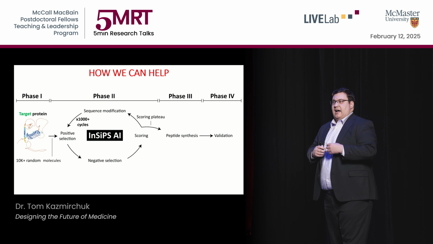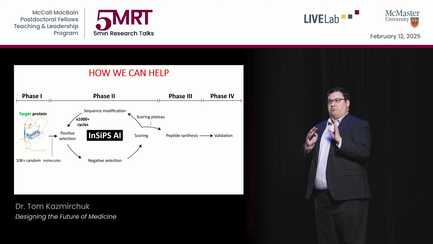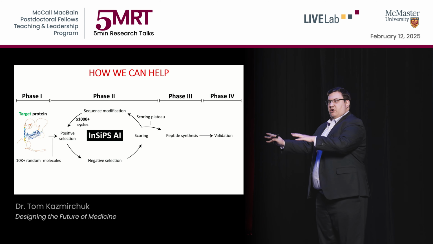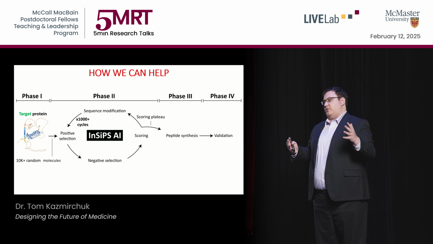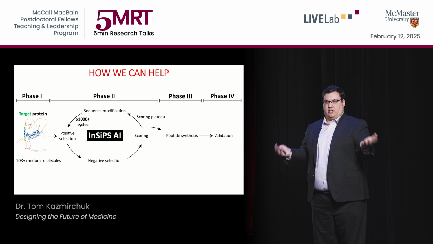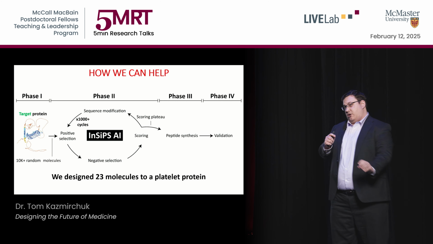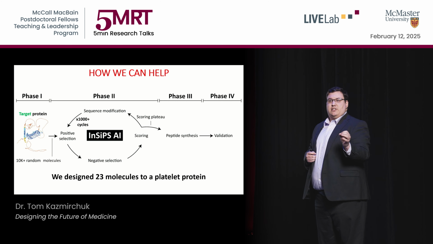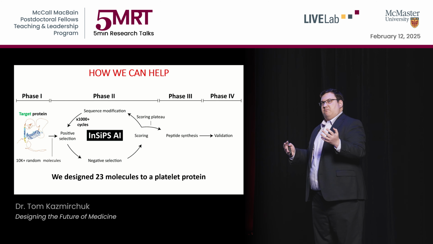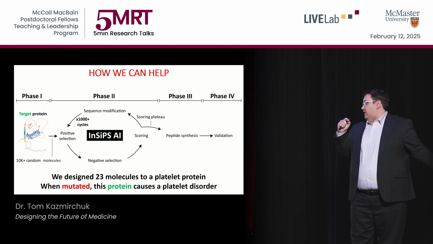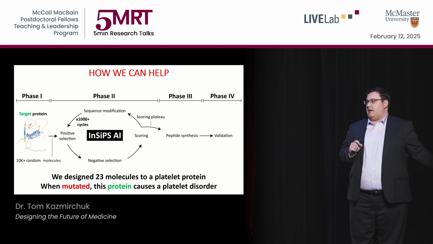To do so, I design therapeutics and diagnostics to proteins that cause disease. I take the protein sequence, I put it into my computer, and I mix it with 10,000 random molecules. I then screen these molecules for specificity and affinity to my target protein. In this way, I designed and developed 23 molecules to a platelet protein that, when mutated, causes a platelet disorder that produces super large clots in patients. And so I screened these 23 molecules and I found one that is super potent. That's what I'm going to be talking about today.